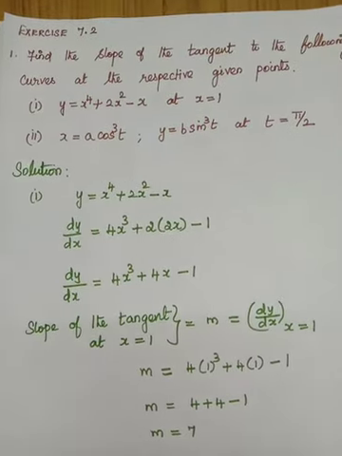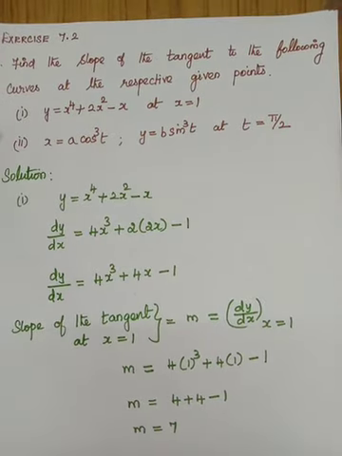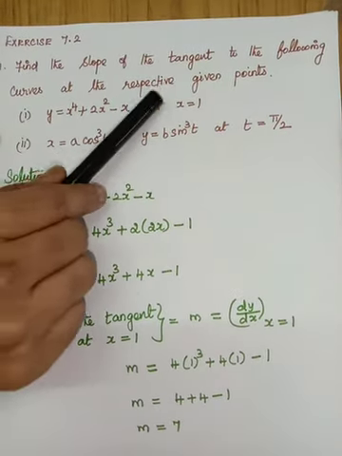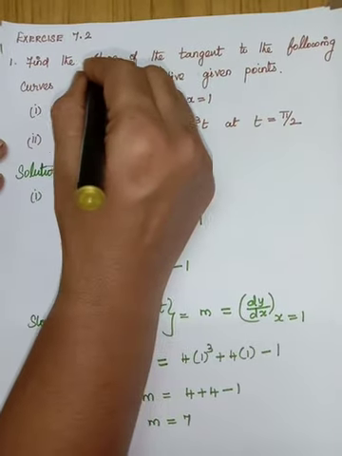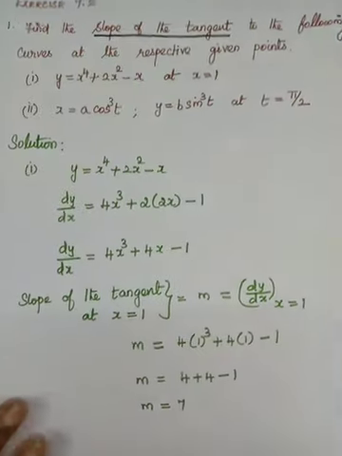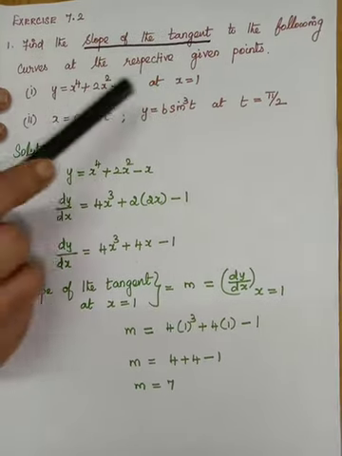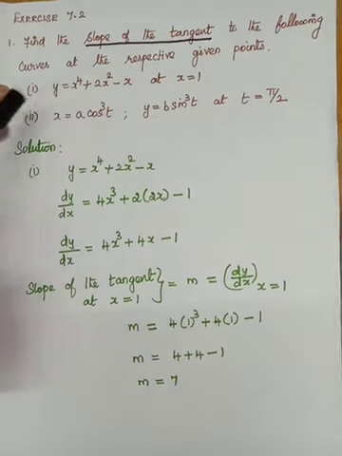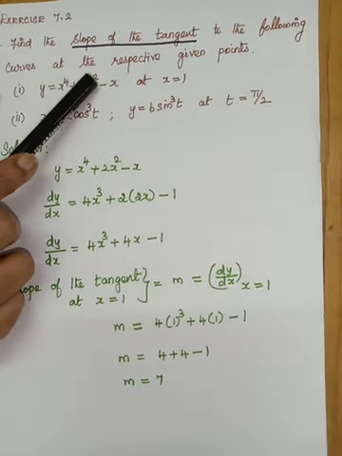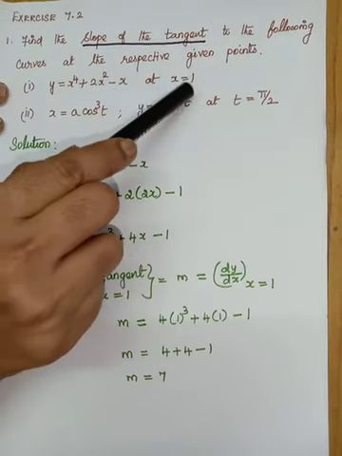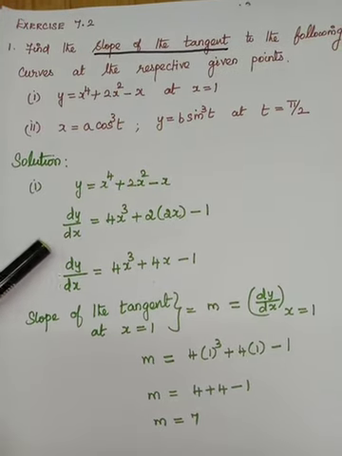Exercise 7.2, the first problem. Find the slope of the tangent to the following curves at the respective given points. So what is asked? Slope of the tangent. The slope of the tangent is denoted as m. Two curves are given in the two subdivisions and the respective points are given. So see the first subdivision. The curve is y = x^4 + 2x^2 - x at x = 1. Okay, so first you consider y, you have to find dy/dx.